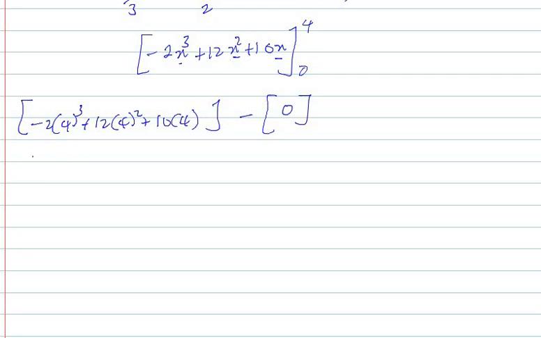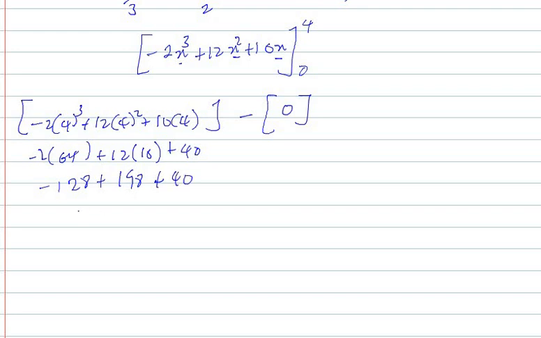So it's left for the upper limit. For the upper limit, 4 cubed is 64. 64 times negative 2 plus 12 times 16 plus 40. So all this here is negative 128, and then plus 192, and then plus 40.